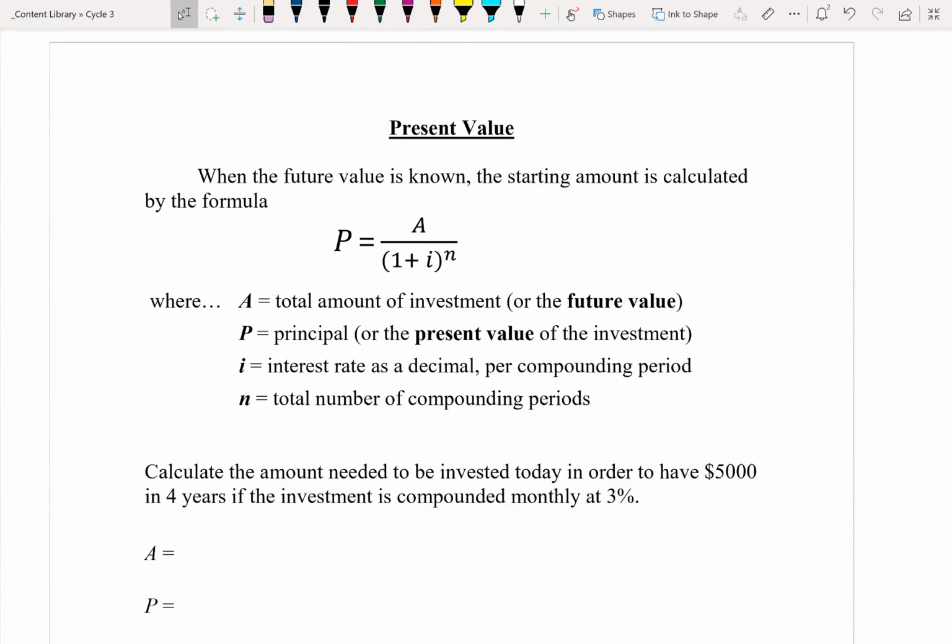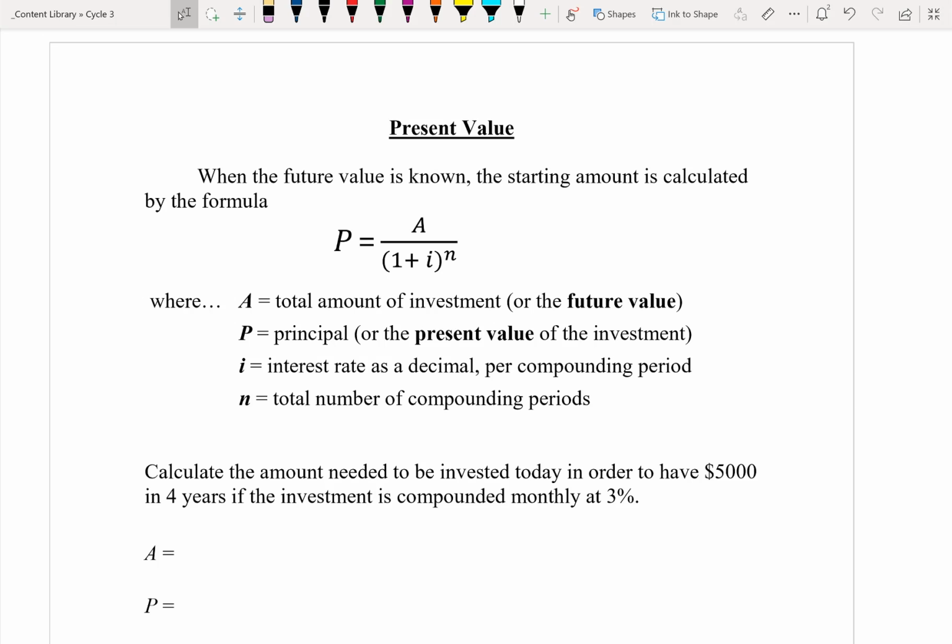In today's note, we're going to be looking at present value. Present value is basically when we know the future amount, the amount of money that we want to have in the future, but we want to know how much we need to start with, which is sometimes the case when we're saving money. We're going to be using this formula.